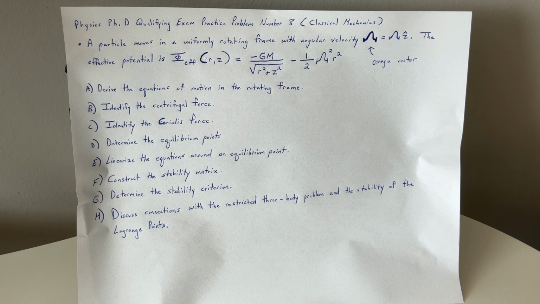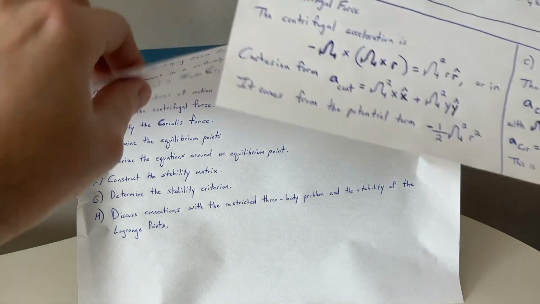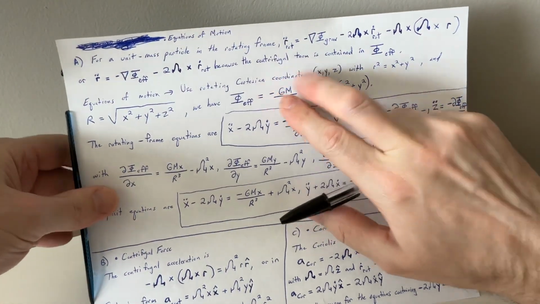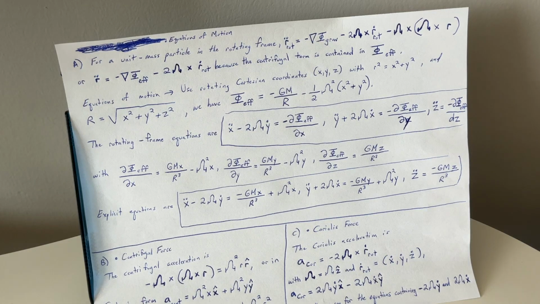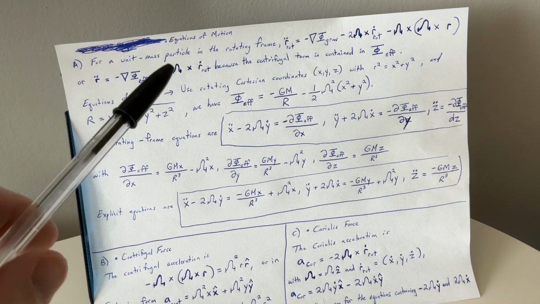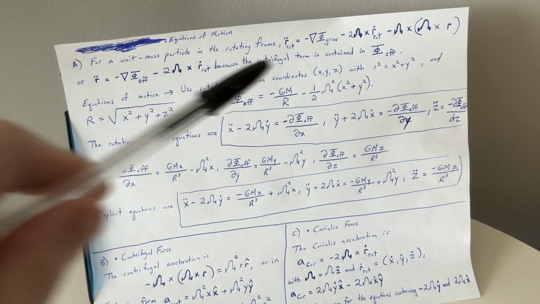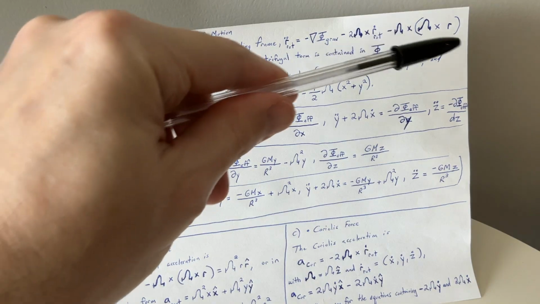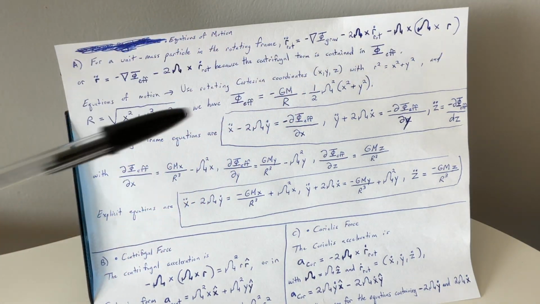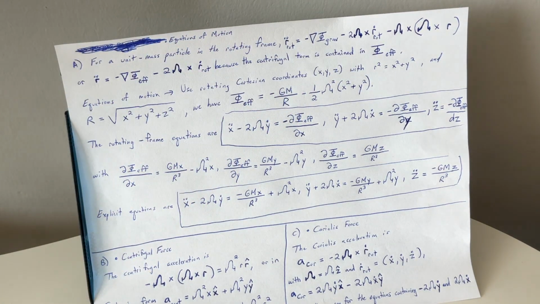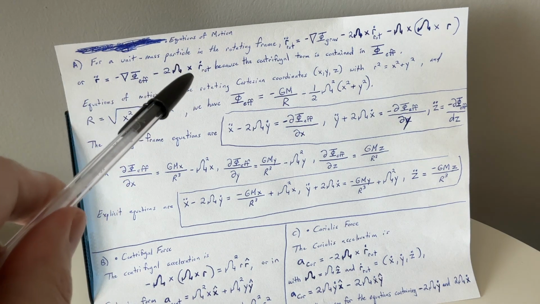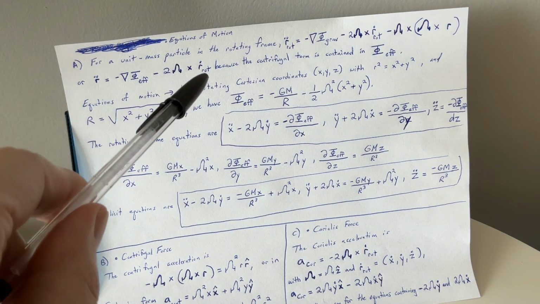Okay, so let's begin here with Part A. Equations of motion problem. For a unit mass particle in the rotating frame, R double dot sub ROT equals this entire expression here. These bold capital omegas are vectors, and R double dot equals the following, minus 2 omega cross R dot sub ROT.